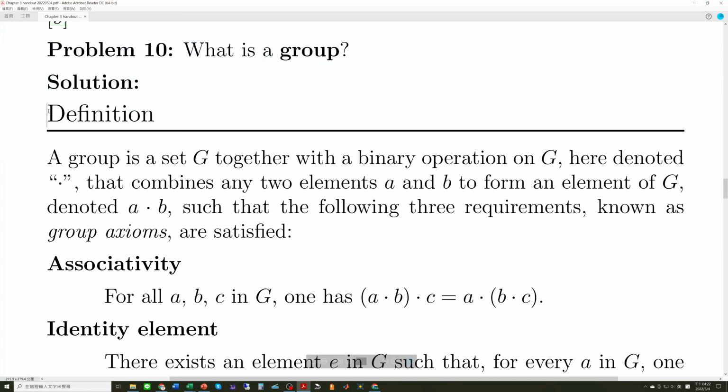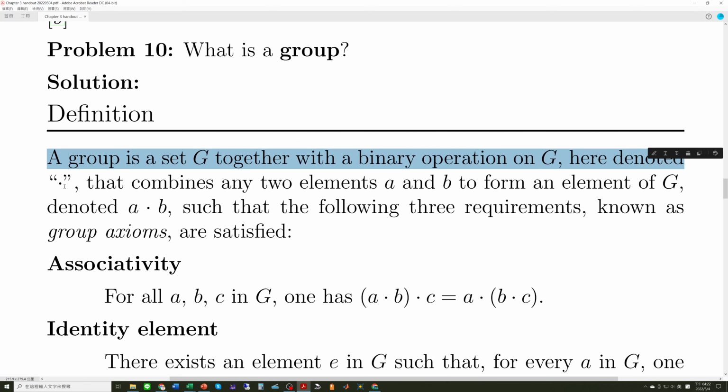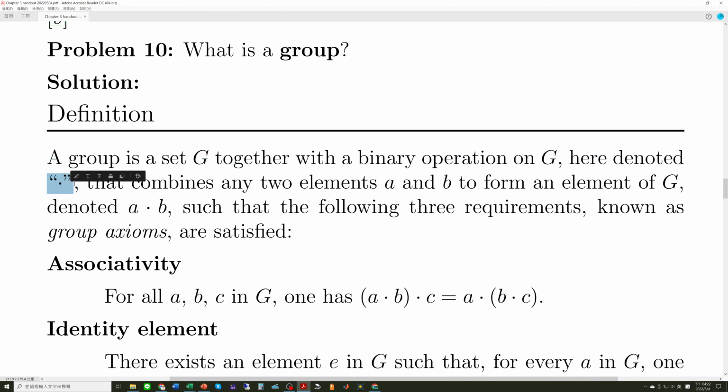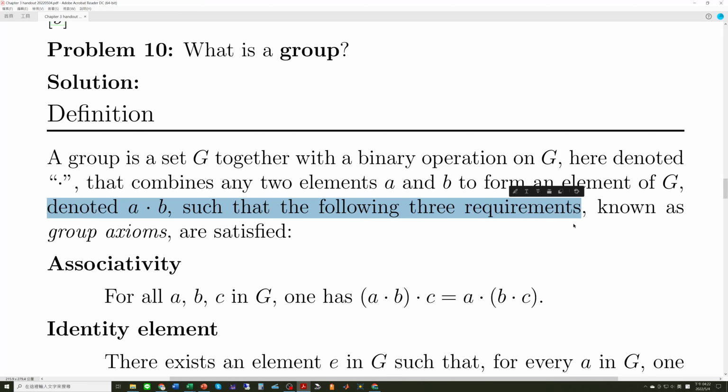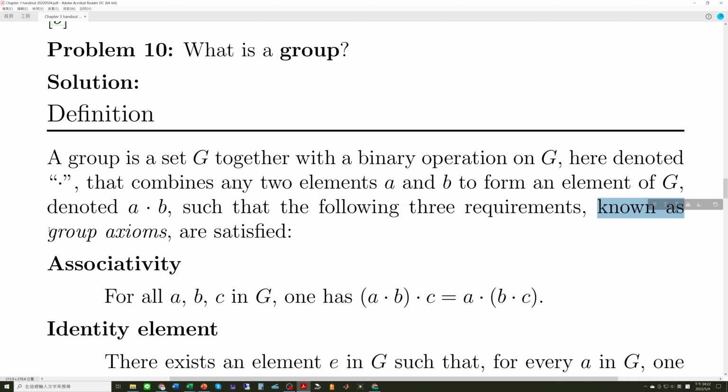Solution. First, let us see the definition of a group. A group is a set G together with a binary operation on G, here denoted dot, that combines any two elements A and B to form an element of G, denoted A dot B, such that the following three requirements, known as group axioms, are satisfied.